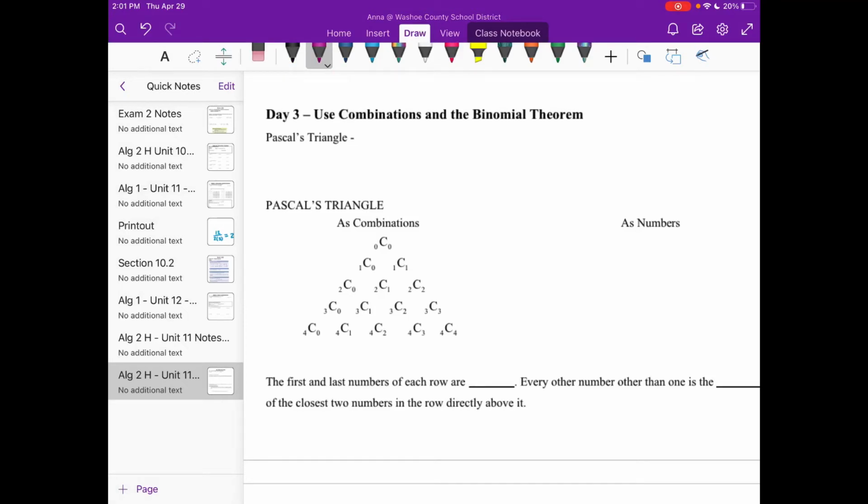Hey everybody, this is Mrs. Costello. I'm doing day 3. We're going to do some Pascal's triangle, doing some more combinations, and we're using it with the binomial theorem.